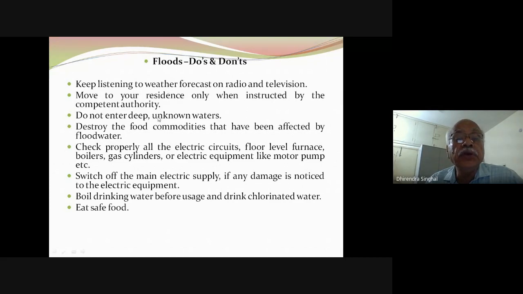Do not enter deep unknown waters. Destroy the food commodities that have been affected by flood water. Of course, we should not invite epidemics. Check properly all the electrical circuits, floor-level furnaces, boilers, gas cylinders, or electrical equipment like motors, pumps, etc.